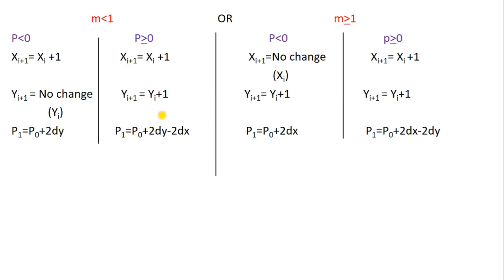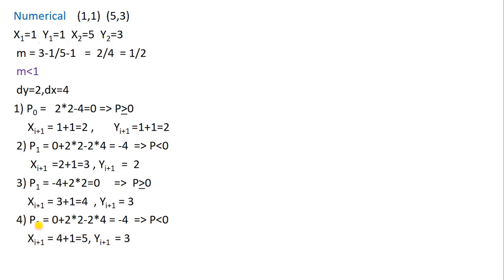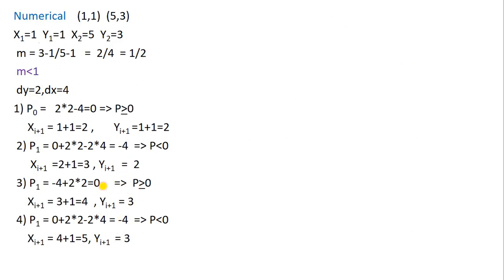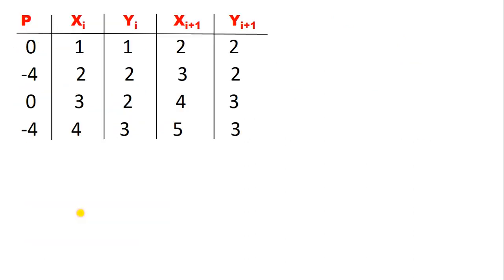So till here it is over. Now we have to find out the decision parameter value. So what is the formula? P1 equals P0 plus 2 dy minus 2 dx. Okay, so here P1 equals P0. P0 means the previous value, here 0 I have put.